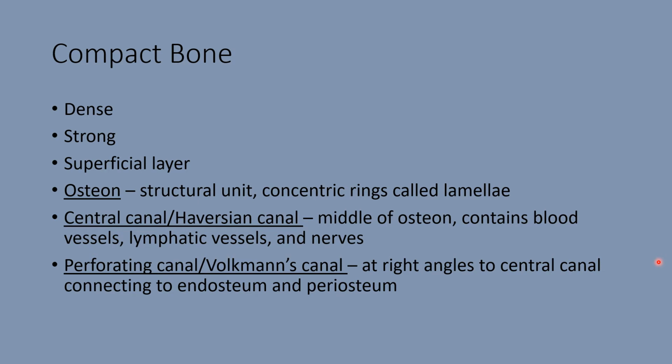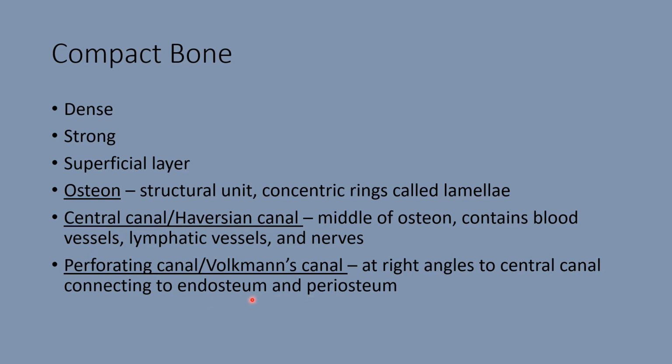So once again, here we go. We got multiple names. It's the same thing. But it's going to be right in the very middle, and that's where blood vessels, lymphatic vessels, and nerves are supplying the internal part of the bone. How do those blood vessels, lymphatic vessels, and nerves get to the middle? Well, there's a little side channels, if you will, that are at 90-degree angles or at right angles to that central canal. That goes, remember, the periosteum is on the surface of the bone, and the endosteum is on the inner surface of the medullary cavity.